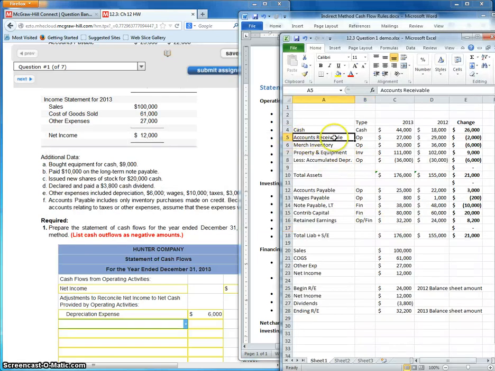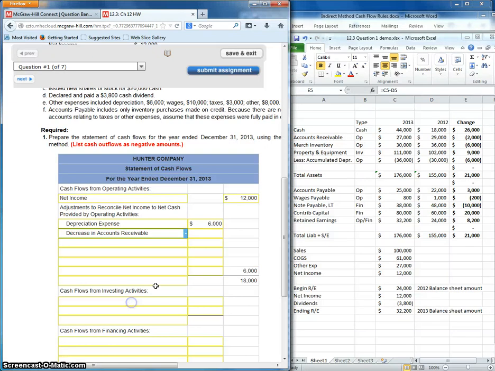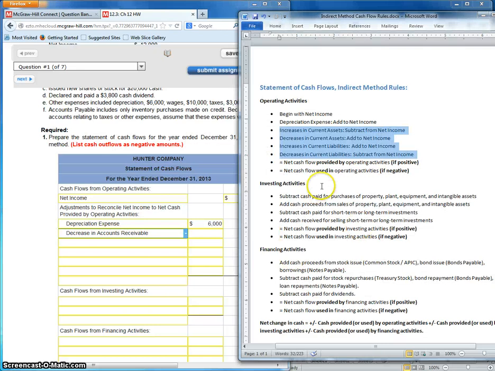First operating item, accounts receivable. I want to ask myself, did it increase, did it decrease? Well, it decreased by $2,000. It went from $29,000 in 2012 to $27,000 in 2013. A decrease of $2,000. So my label is going to be decrease in accounts receivable. On your label, tell what happened. Accounts receivable decreased.